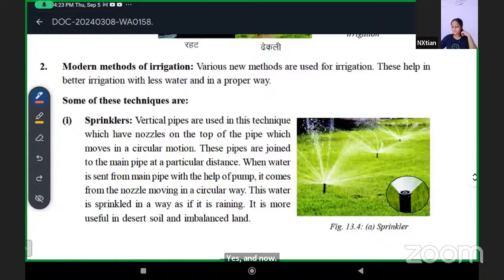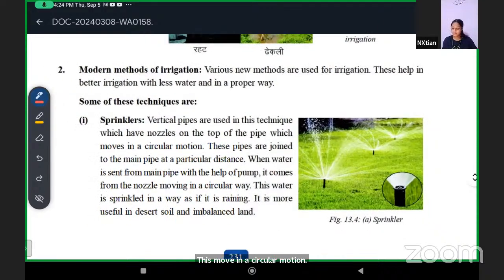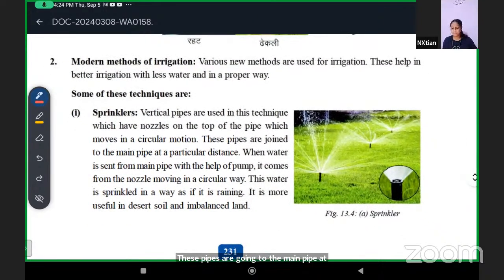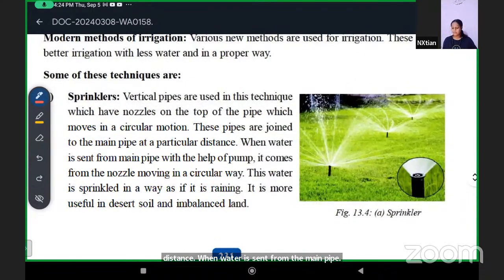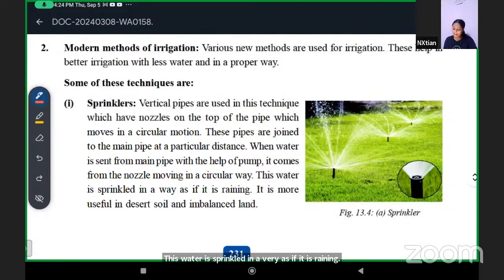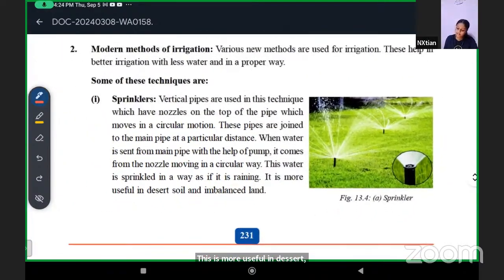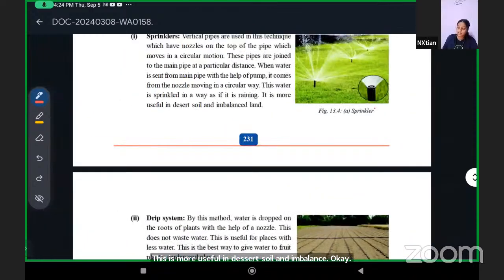Okay, so now, what are sprinklers? Basically, they are vertical pipes used in this technique, which have nozzles on the top of the pipe which move in a circular motion. These pipes are joined to the main pipe at a particular distance. When water is sent from the main pipe with the help of a pump, it comes out of the nozzle, moving in a circular way. This water is sprinkled as if it is raining. This is more useful in desert soil and uneven land. Okay, this is the sprinkler. I have a question, ma'am, about the sprinkler.